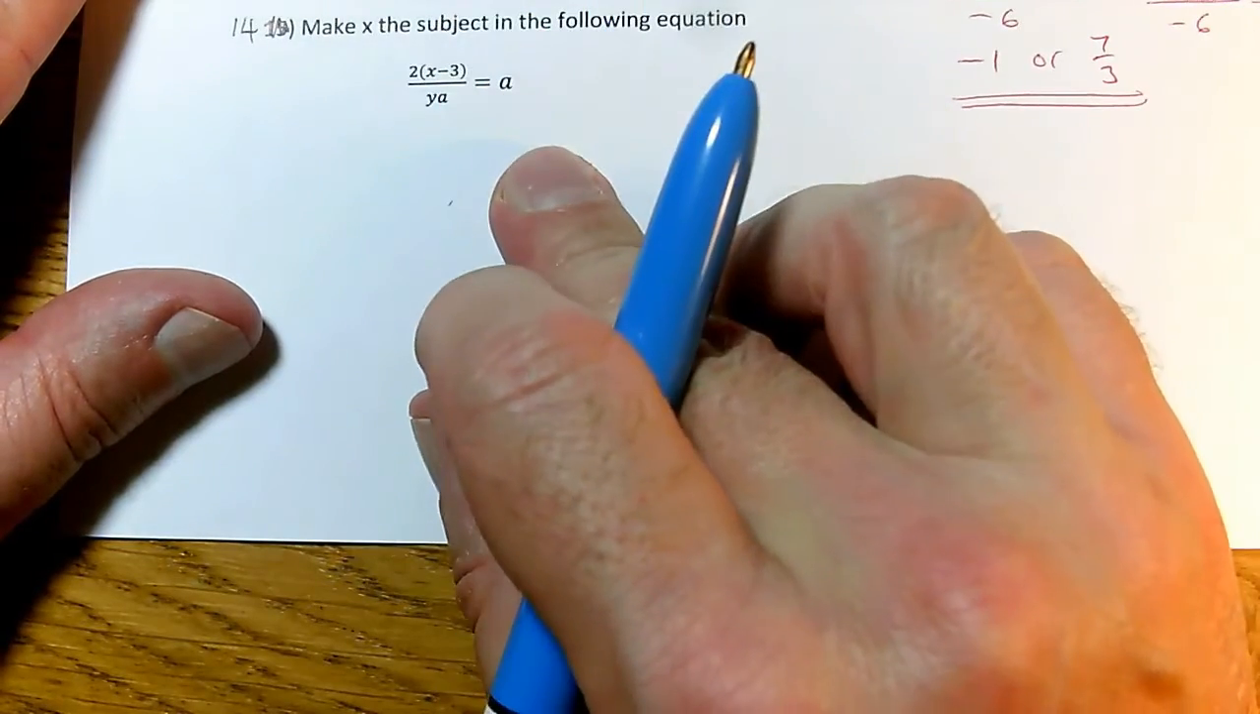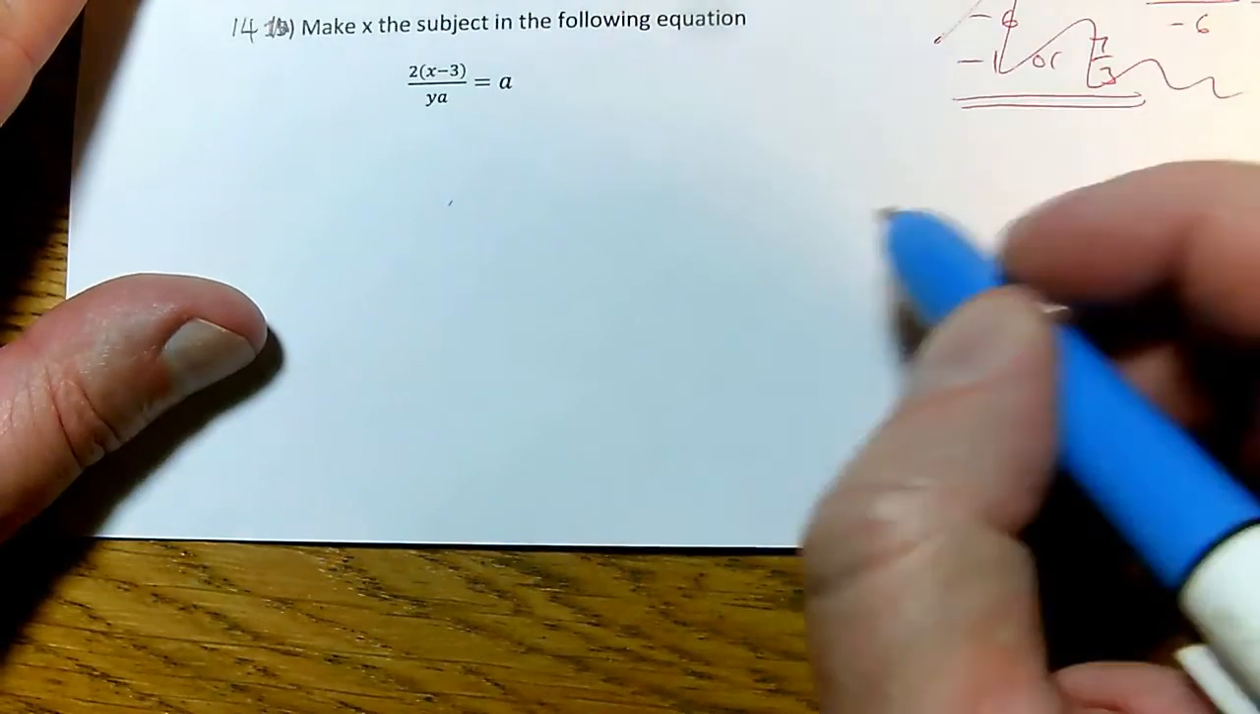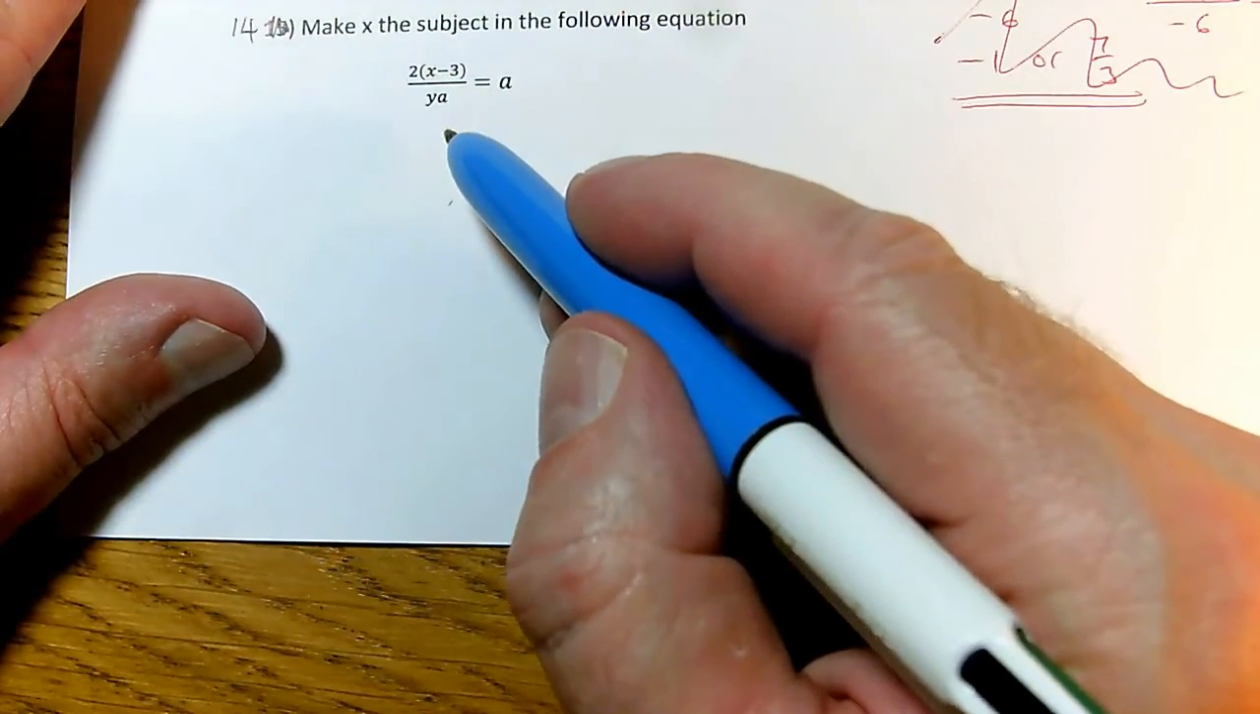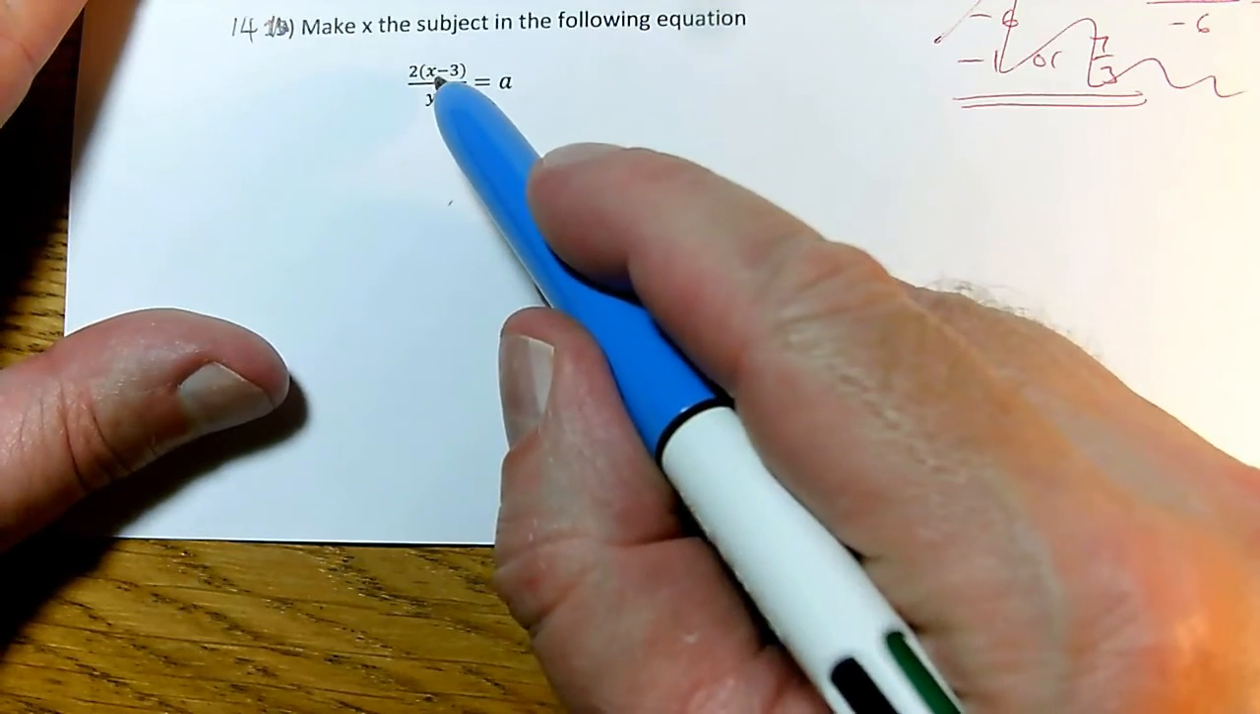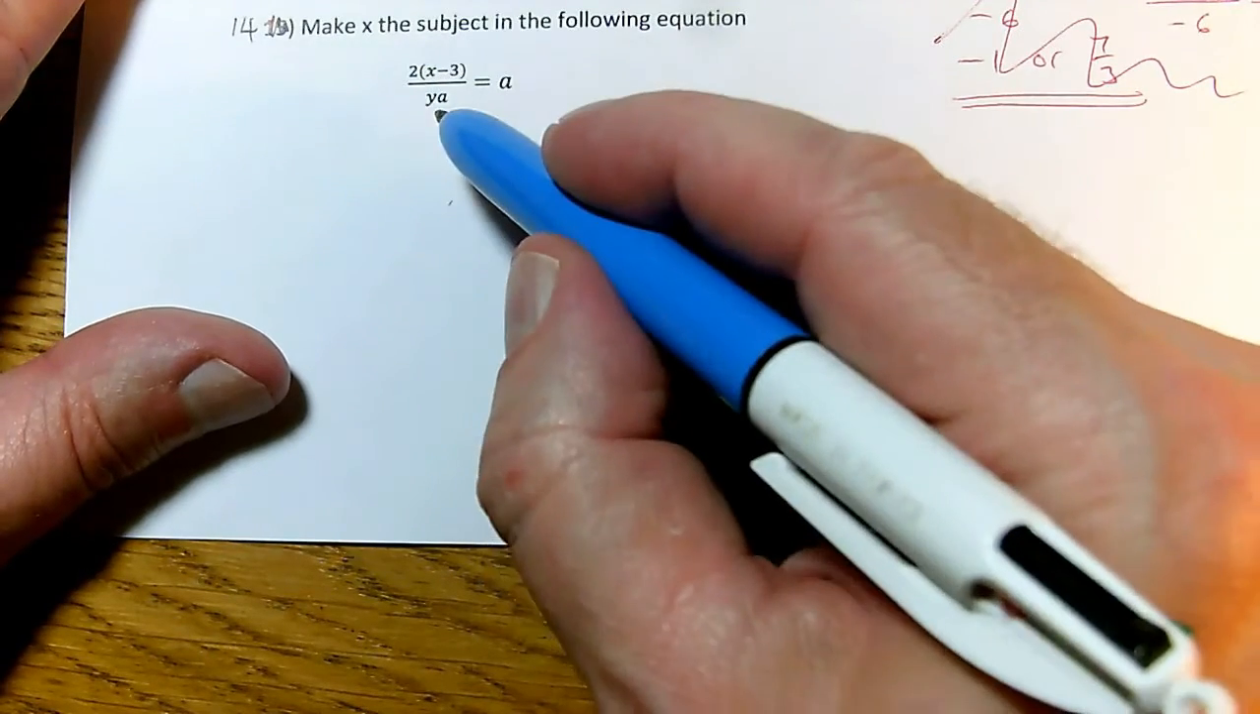Okay, we're on the last lap now with this question 14. That was part of the previous answer. Okay, so we've got to make x the subject of this equation. So here's our x. We've got to strip away the outer layers to get x on its own.